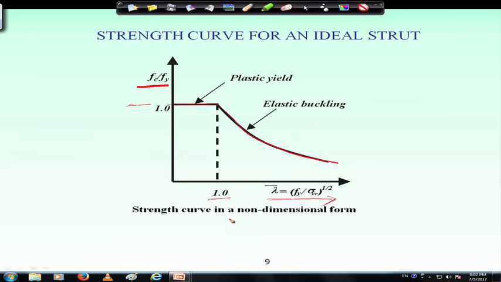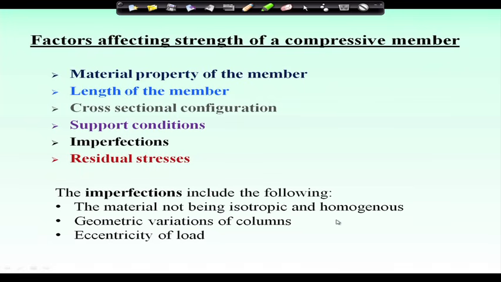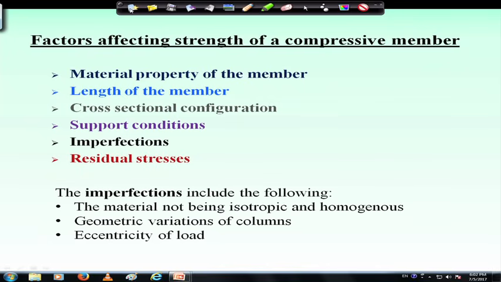So, this is how the strength curve for an ideal strut can be developed by Euler's theory, but this cannot be applied for a practical case, because in practice there are certain parameters which will affect the compressive strength of the member. Therefore, we will consider a different formula. However, this formula is based on the elastic Euler buckling theory, as well as some other factors that have been included. So, that will come next.